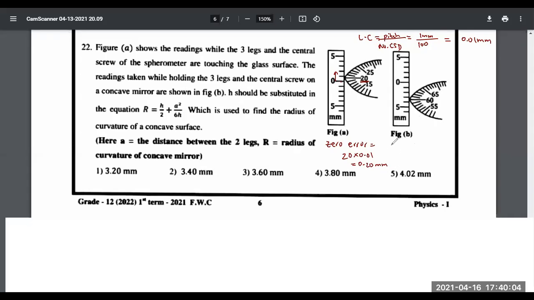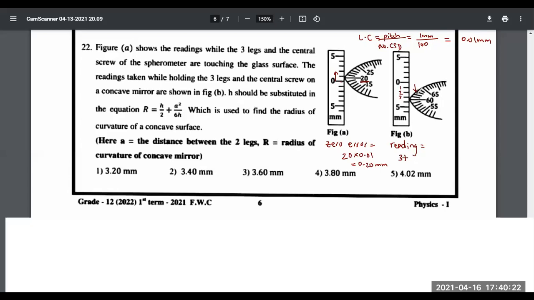And now here from figure B, you can find out the reading. Now you have to be a little careful. You can see the circular disc is below the main scale 0, and it has passed 1, 2, 3 units. It has passed 3 units.